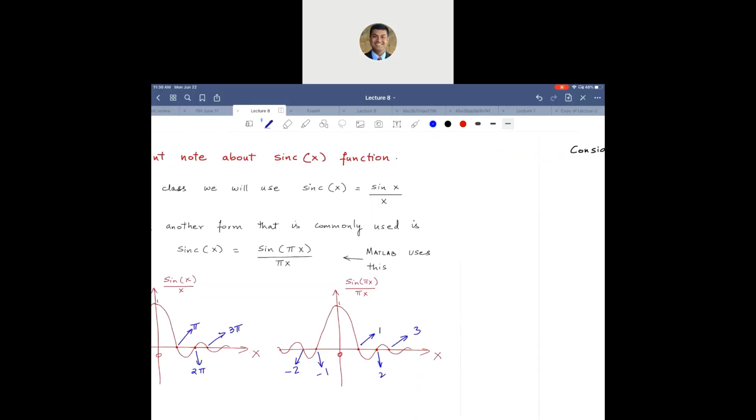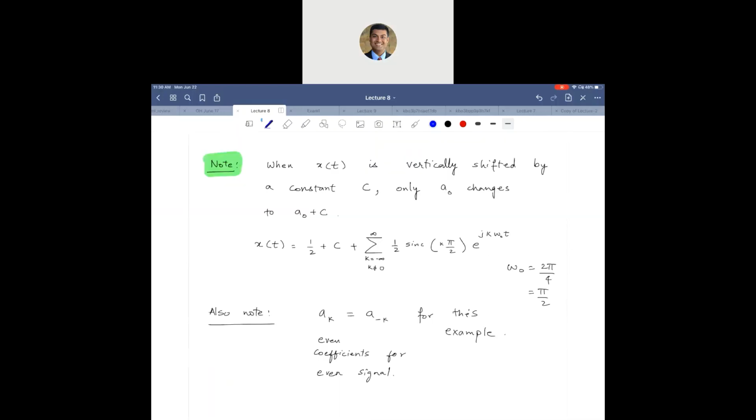That is essentially captured over here. I should just highlight c here. Everything else remains as is. This does not just apply for the pulse train. It applies for any periodic signal. When you move it up and down, only the DC component, a_0, changes. All the other harmonics remain as is.